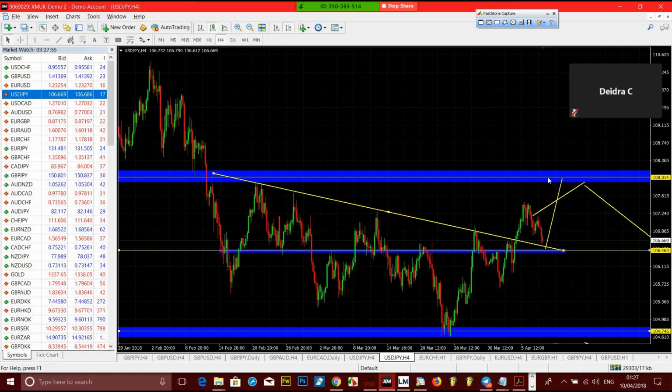Okay, so not too bad. 1 to 1, almost 1 to 2. So it's not too bad if you have a 90 pip stop loss and you're going in to make 140 pips, almost 1 to 2. So that's not a bad trade to take. I think I might even consider this trade.